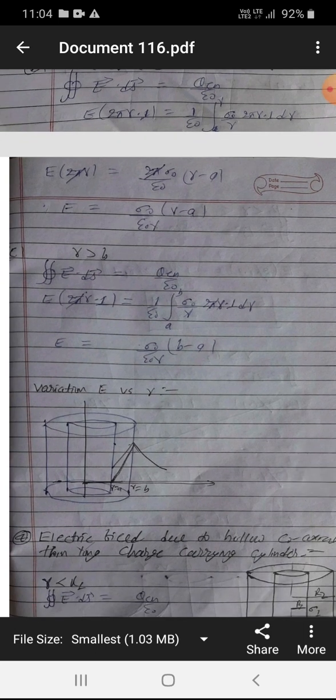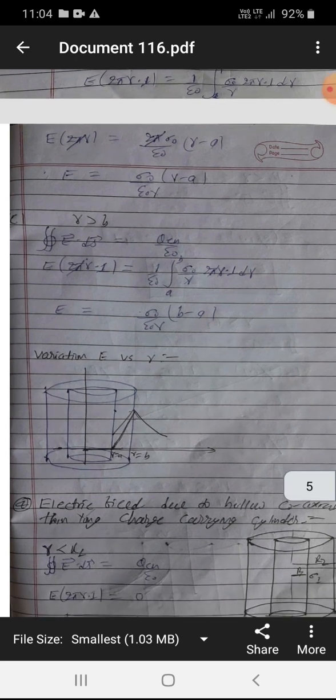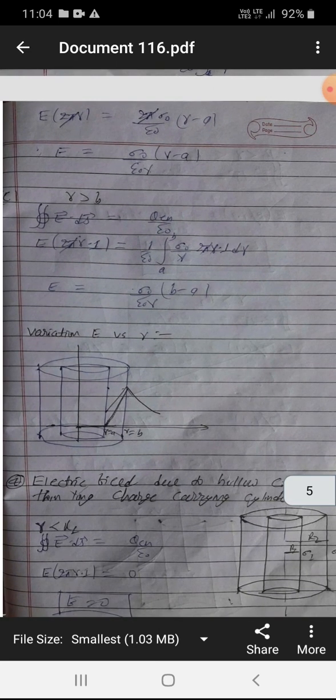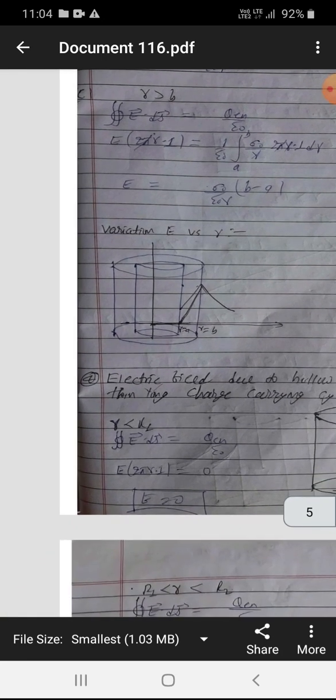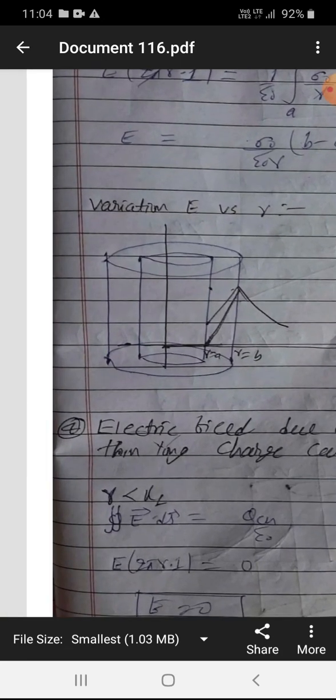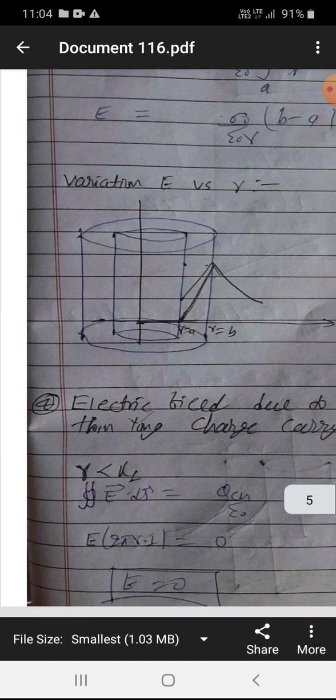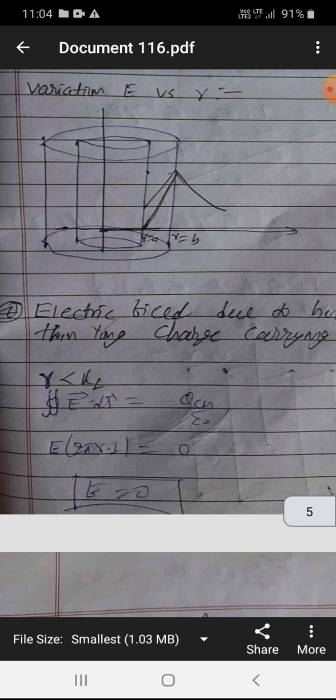For r greater than b, once again applying Gauss law we get E dot ds equal to 1 by epsilon naught q enclosed. So E into 2 pi r into 1 equals 1 by epsilon naught integration from a to b of sigma naught by r into 2 pi r into 1 dr. So we get E equal to sigma naught by epsilon naught r into (b minus a). Once again we have drawn the variation: for r equal to 0 to a, the electric field is 0. From r equal to a to b, the electric field increases with r, and then it decreases with r after b.